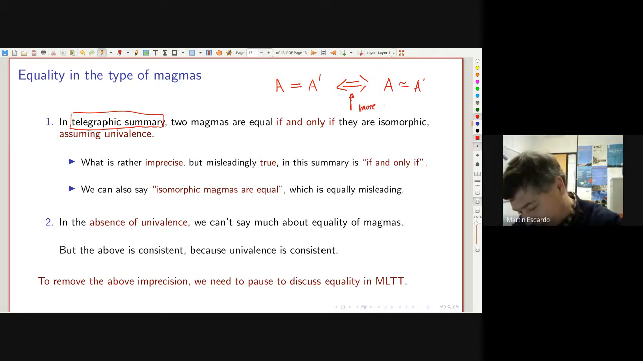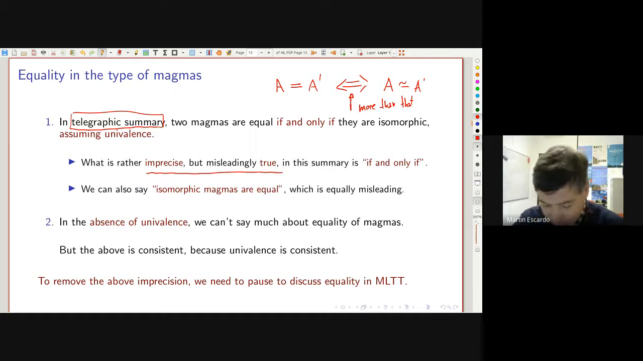We have more than that. So it's very misleading to say if and only if there. And if and only if is not enough. We want more than that. So I say that this is imprecise but misleadingly true. So this is going to be a theorem of univalent type theory.